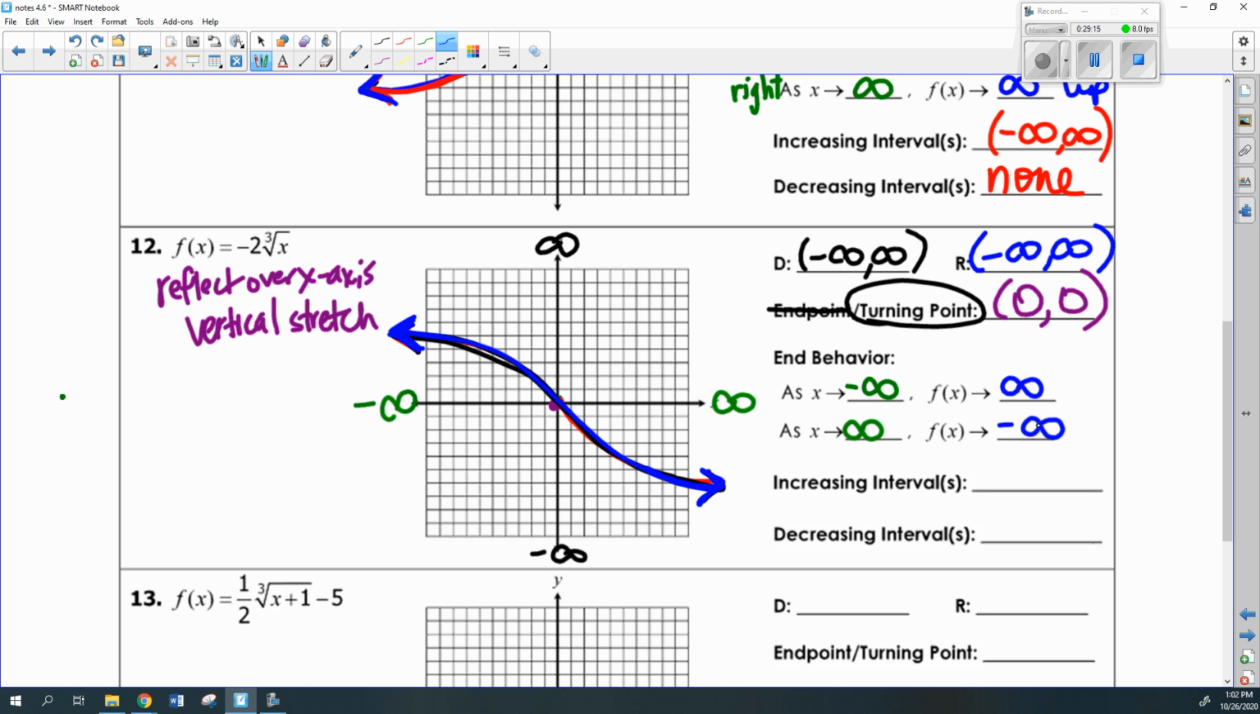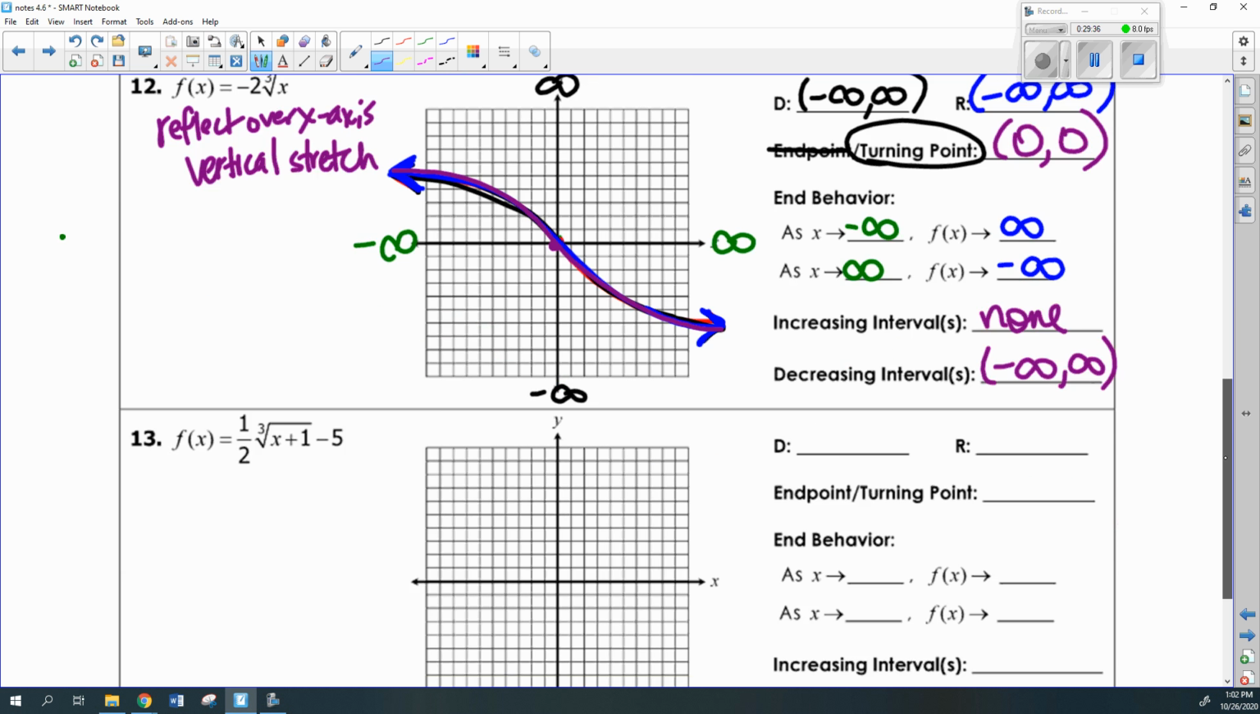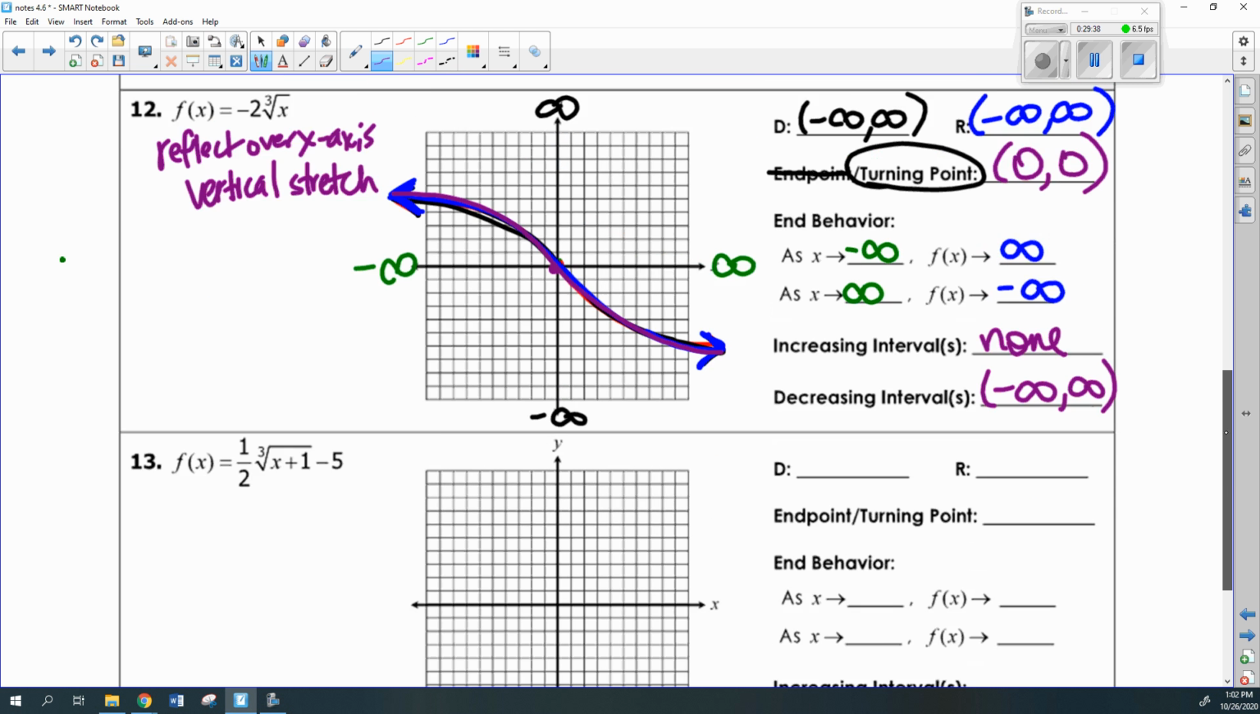The other thing that changed when we reflected over the x-axis is when we trace this thing, it's decreasing the entire time. So again, you put none on the increasing line, and then you're decreasing from negative infinity to positive infinity. Okay? And so now you have one of everything, okay, for notes 4.6.